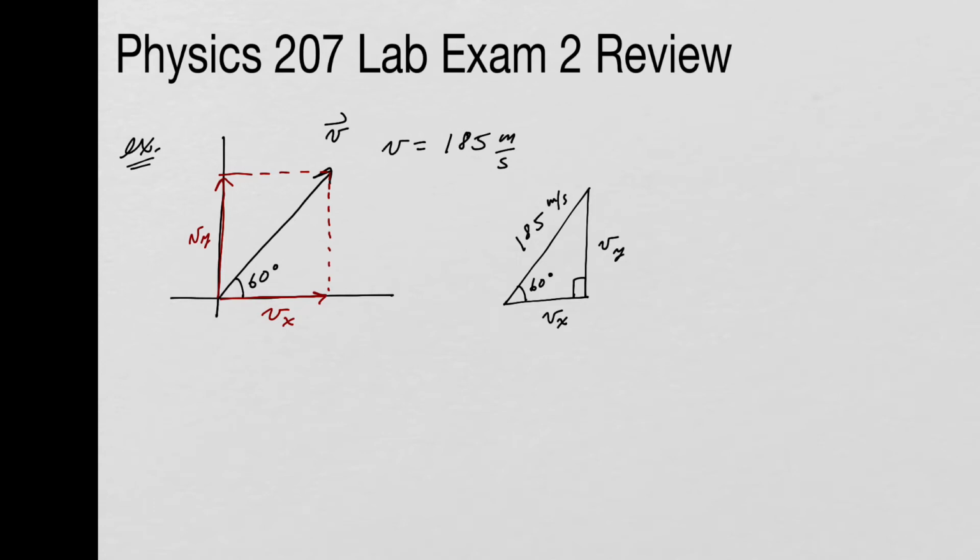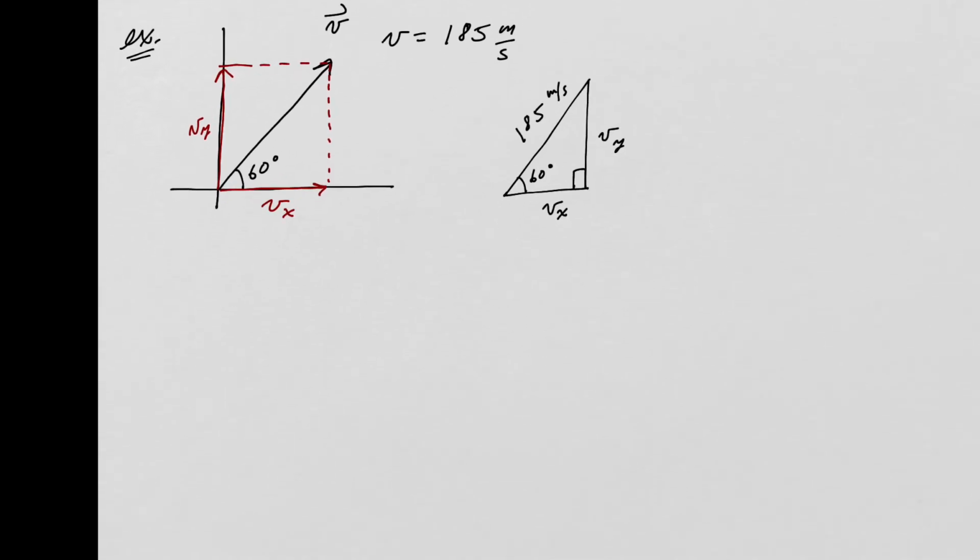Well, if you remember, if we have a particular angle, so in this case it's 60 degrees, the Vx here is adjacent to the angle, and the 185 is the hypotenuse. So what trig function relates adjacent side and the hypotenuse? That's going to be cosine, right? SOHCAHTOA, so CAH. So we know that cosine of 60 degrees should equal Vx divided by 185.